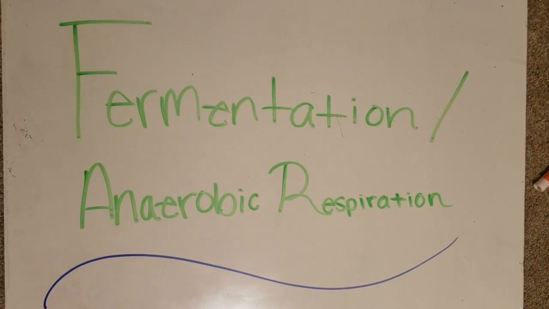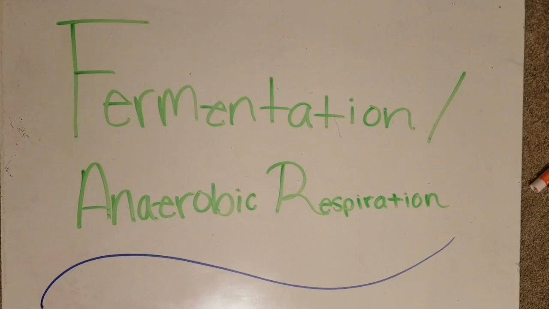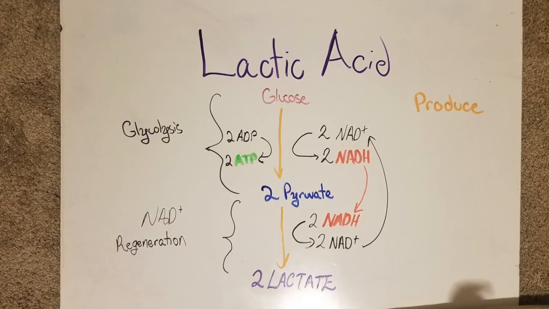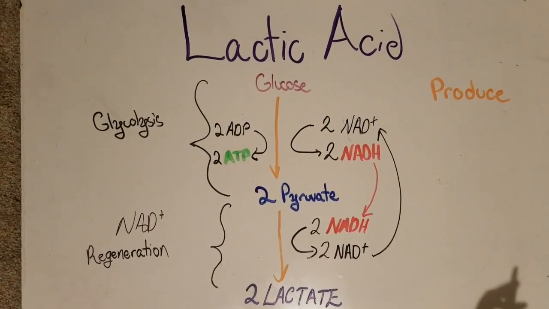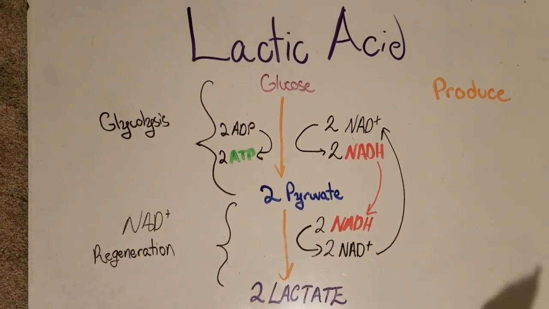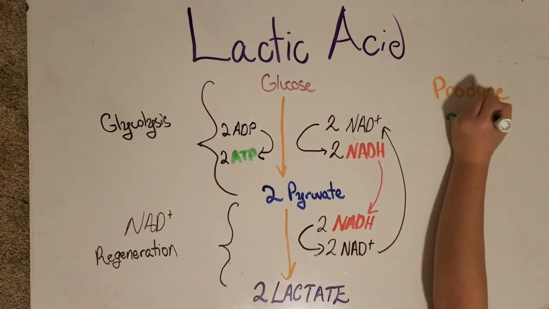Fermentation and anaerobic respiration are how cells extract energy from glucose without oxygen. Anaerobic reactions in muscles make lactic acid. Fermentation starts with glycolysis, but extra reactions have to regenerate NAD+ from NADH.